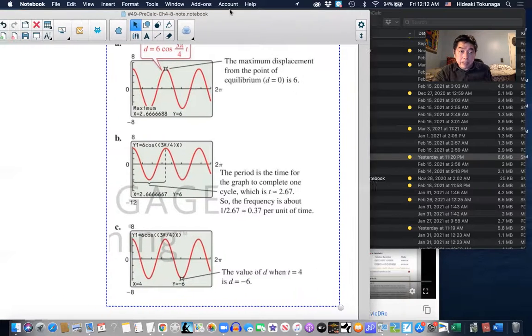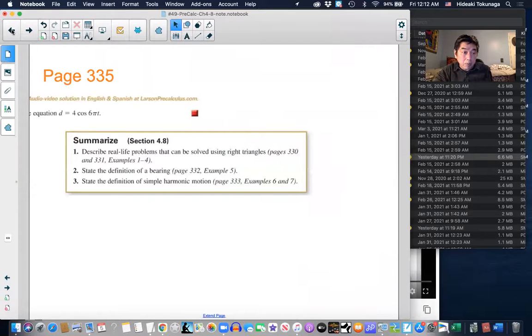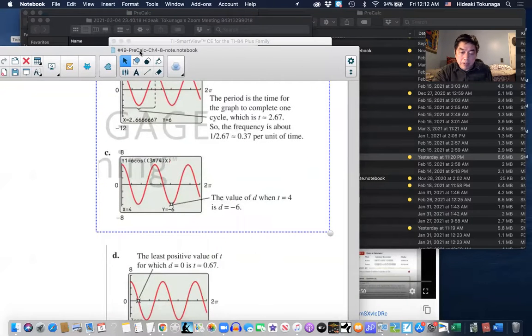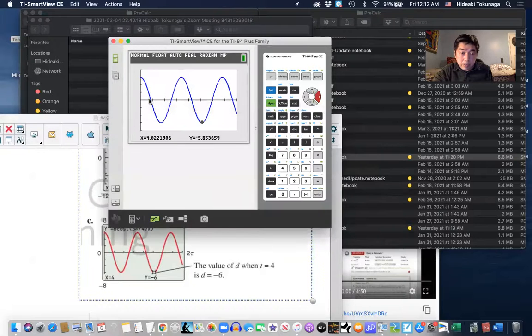Okay, the last question was letter D. Oh, where's letter D? All right, here. The least positive value of t for which d equals 0. D equals 0 means y equals 0. So which is right here, right here, right here, right here. So it must be right here. So what's this value right here? That's the intercept here. 0.71, okay?